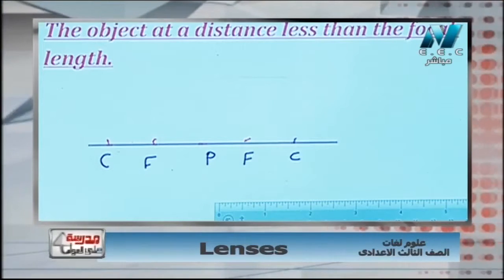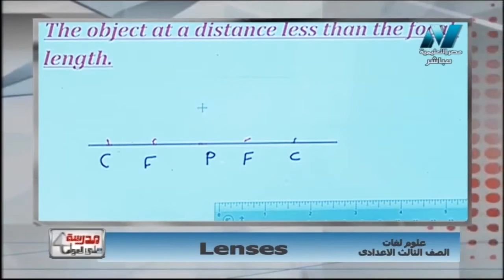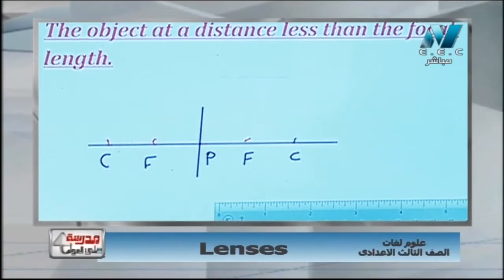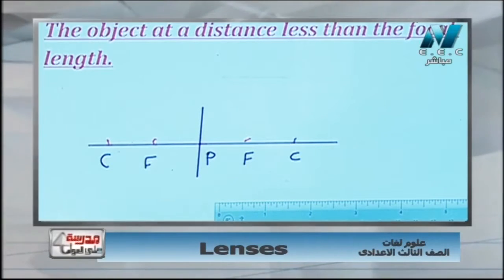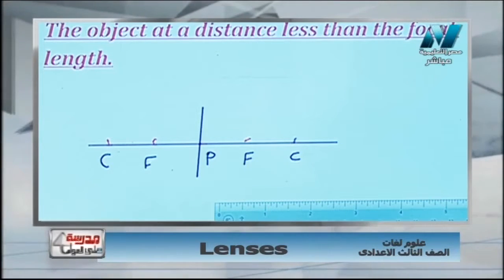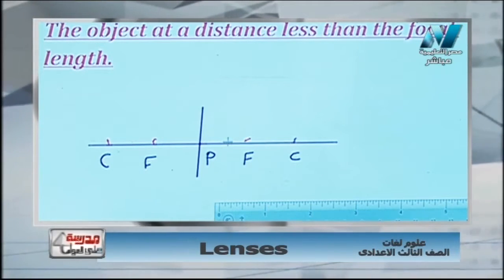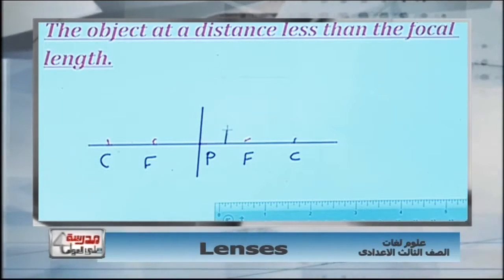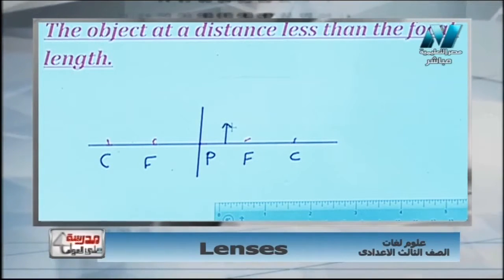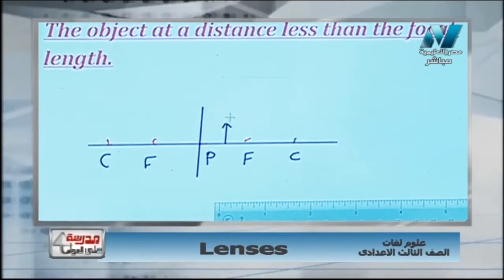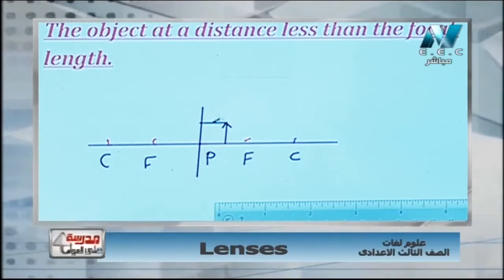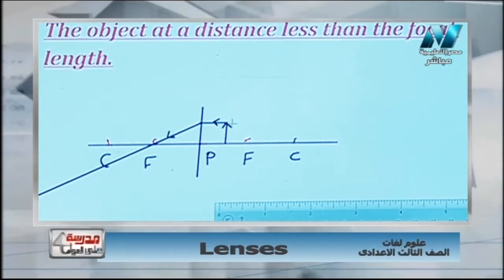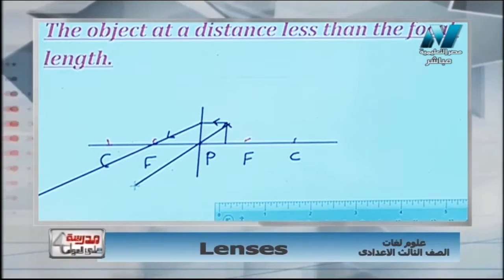By using the ruler, we will draw an imaginary line that represents the lens. This line means the lens. In this case, the object is at a distance less than the focal length, which means between F and P, from any face, right side or left side, as you like. So the object is here. If we use the rule that a light ray parallel to the principal axis refracts through the focus, as we see here, and the other rule, that the light passes through the optical center, as we see here.